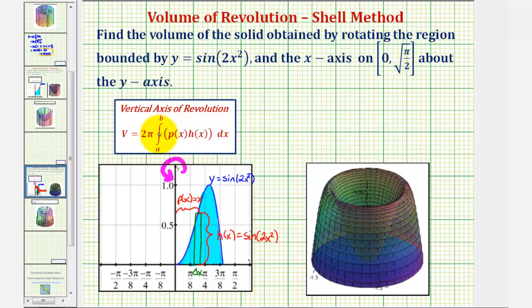And now we can set up the integral to find the volume. The volume equals 2 pi times the integral of p of x, which is x, times h of x, which is sine 2x squared, integrated with respect to x from 0 to the square root of pi divided by 2. Let's evaluate this on the next slide.